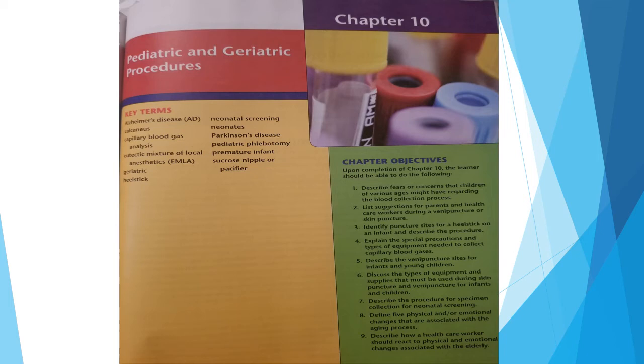Chapter 10, Pediatric and Geriatric Procedures. Chapter Objectives. Upon completion of Chapter 10, the learner should be able to do the following. Describe fears or concerns that children of various ages might have regarding the blood collection process.